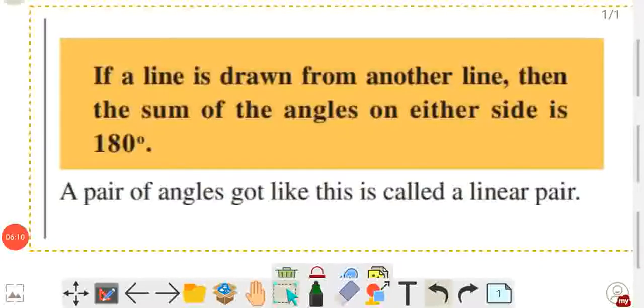Now look here, this is the definition given in your textbook. If a line is drawn from another line, then the sum of the angles on either side is 180 degrees. A pair of angles got like this is called a linear pair.